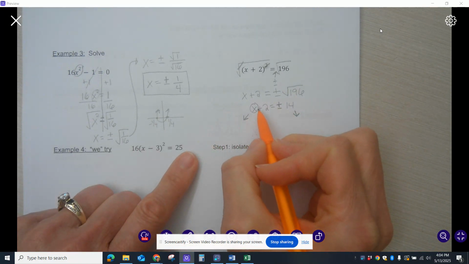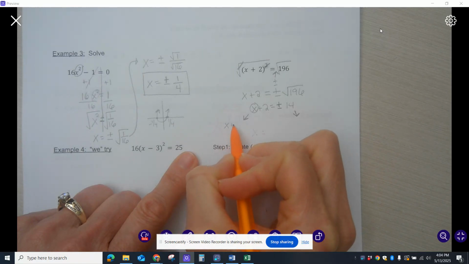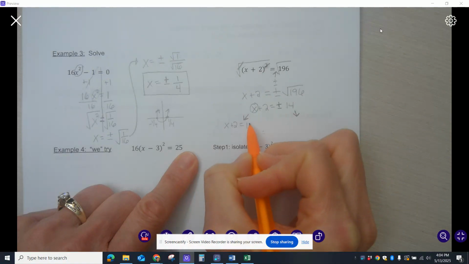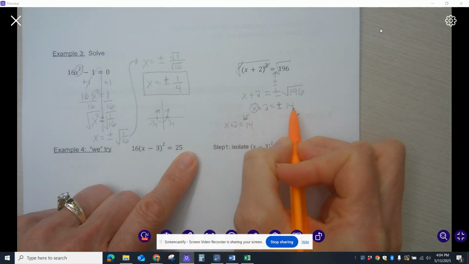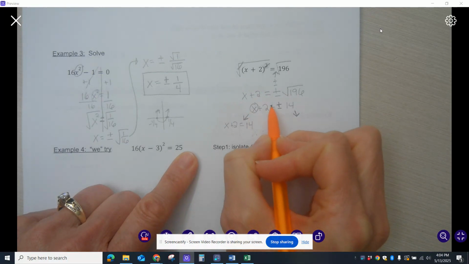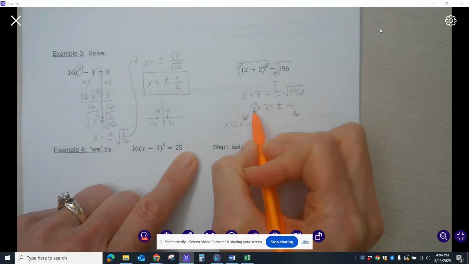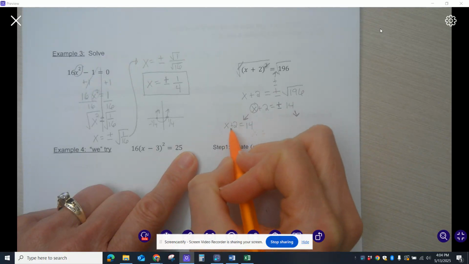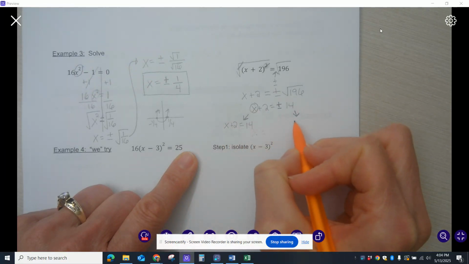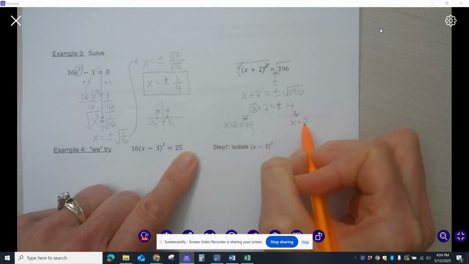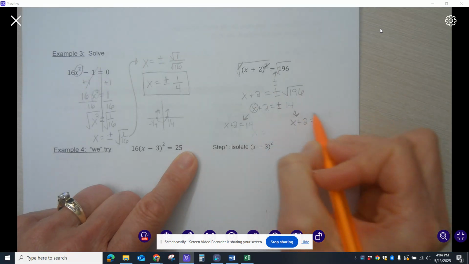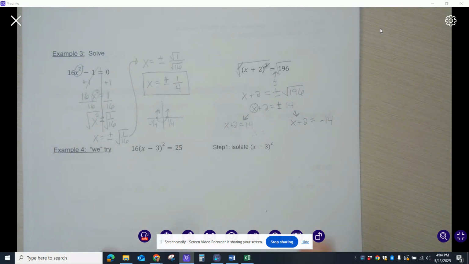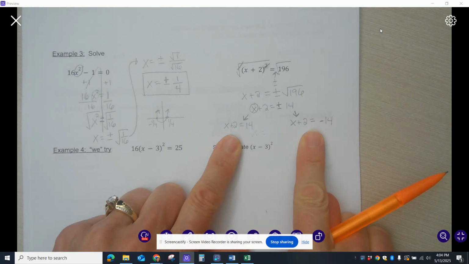The first equation I'm going to write is x plus 2 equals, I'm going to say, positive 14. So what this expression means is x plus 2 equals either positive 14 or x plus 2 equals negative 14. So I want to write those 2 equations. X plus 2 equals positive 14, and x plus 2 equals negative 14. Now I have 2 equations. I'm going to get 2 completely different x values.